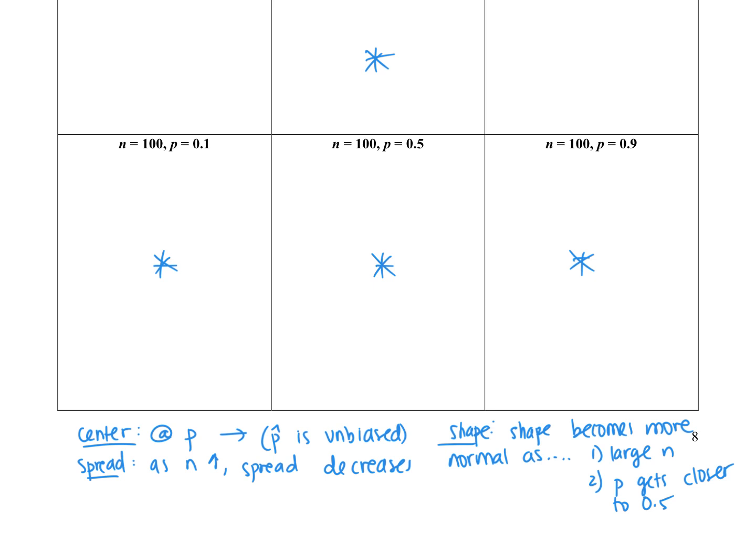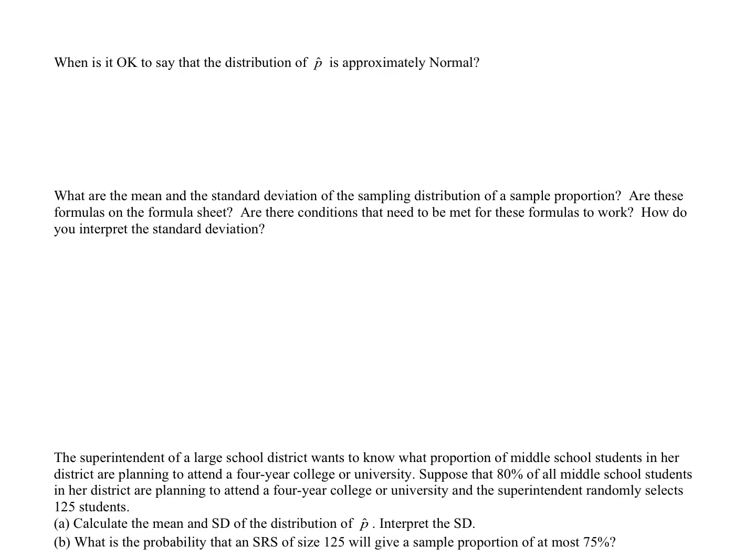You with me? Questions? Okay, let's go on. So of course, the first question is, when is it okay to say the distribution of p hat is approximately normal? I want to be very clear with the difference between p and p hat. P is the population proportion. P hat is the sample proportion. So when it says distribution of p hat, it is referring to a sampling distribution. It is referring to a graph where every dot is a p hat.